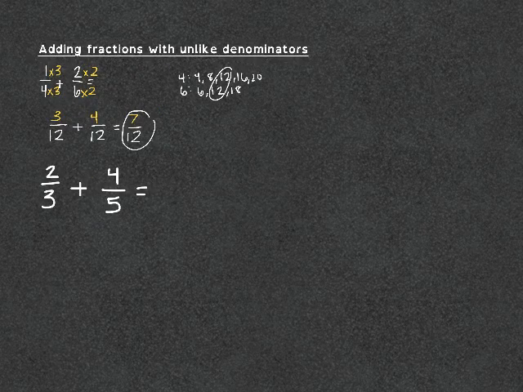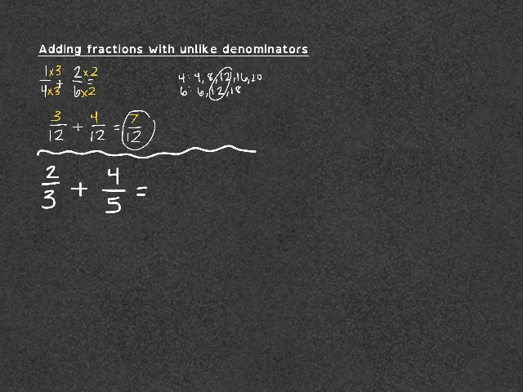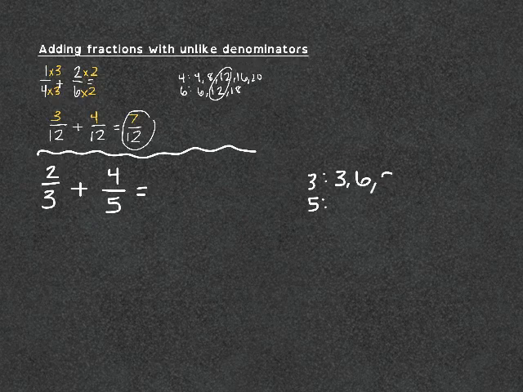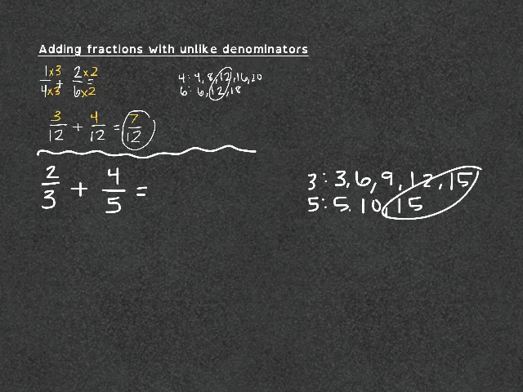All right, let's do another example. So we have 2/3 plus 4/5. So we have to ask ourselves again, what can we get both 3 and 5 to be? If you can't come up with that right away, then we can find the multiples of 3 and 5. 3, 6, 9, 12, 15. 5, 10, 15. 15 is the smallest one they both share, the least common multiple. So that's what our denominator is going to be.